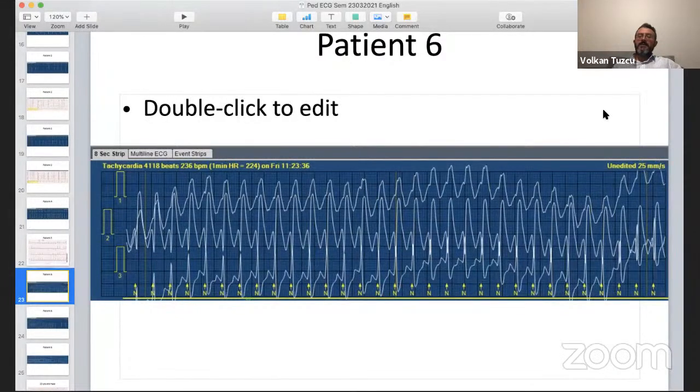Okay, VT, SVT with aberration, atrial flutter, VT. I'm just reading out: aberrant, VT, okay, treat SVT. The question is, what do you think?